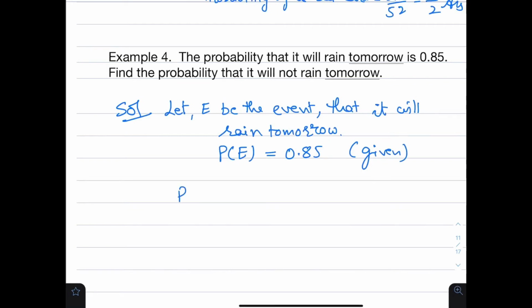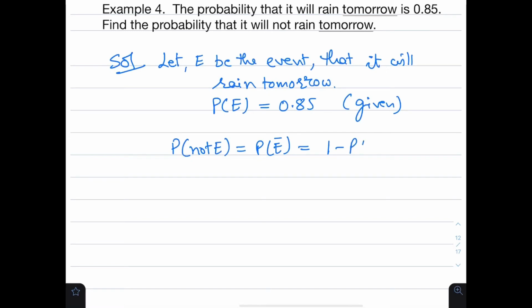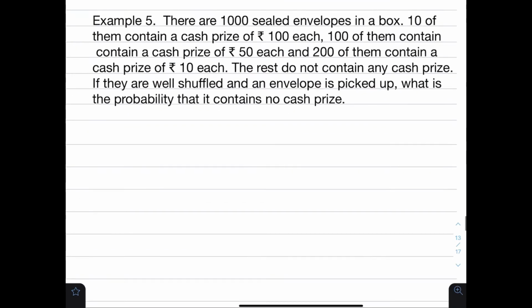Now, P(not E), or we can say that P(E bar) equal to 1 minus P(E), equal to 1 minus 0.85, and this is equal to 0.15. Answer. So the probability that it will not rain tomorrow is 0.15. Very simple. Next question.